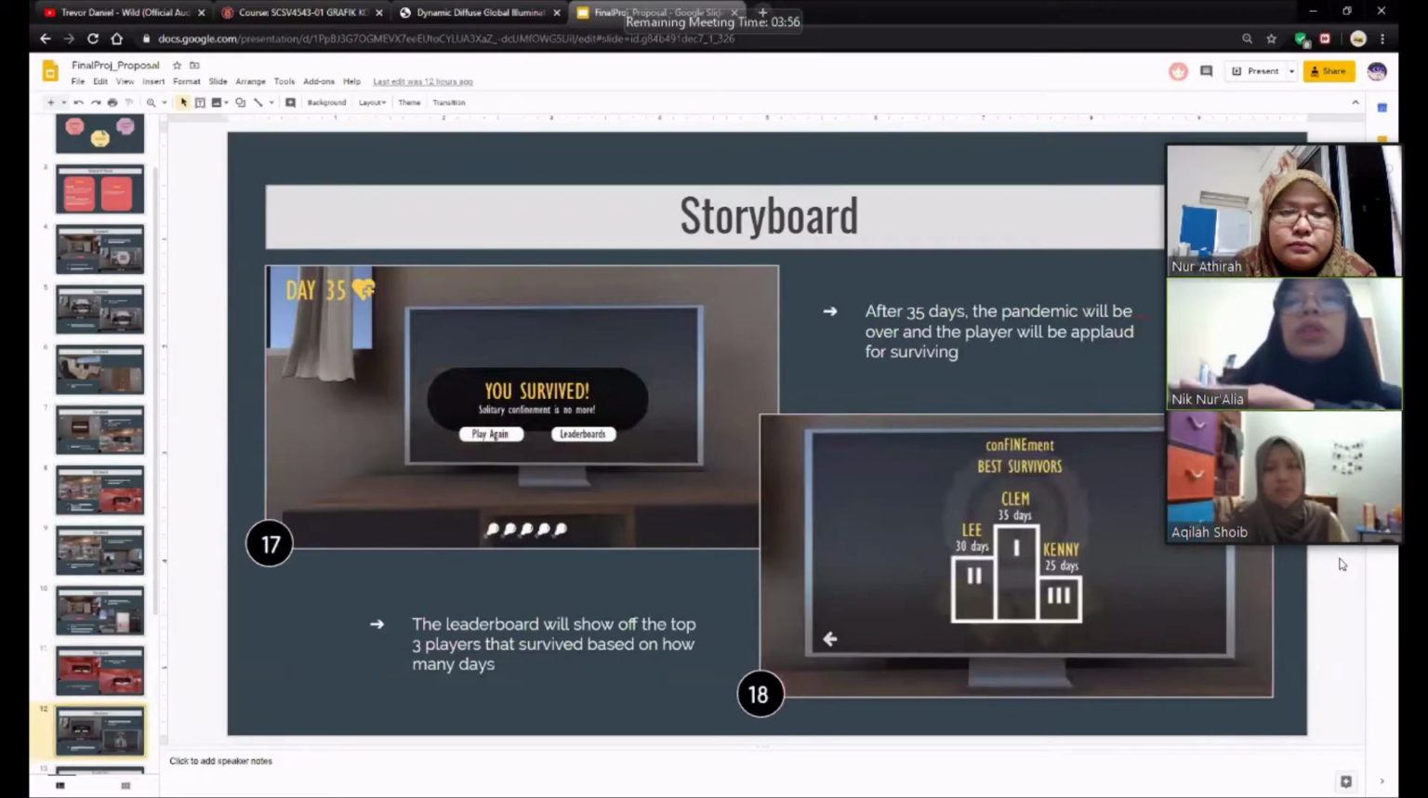So to win in this game is to survive until day 35. After 35 days, the pandemic will be over and the player will be applauded for surviving. So the player will be given the choice to play again or go to leaderboards. So since we are using internet for the leaderboards, we can see the survivors, which is the name of the players that have survived according to the days they have survived.